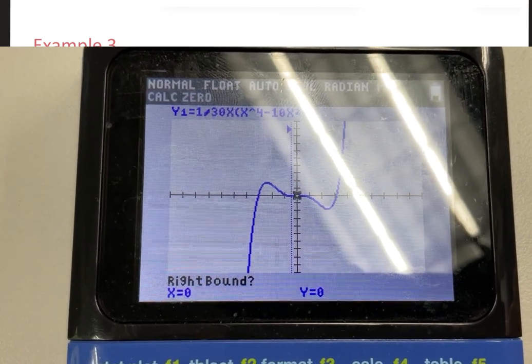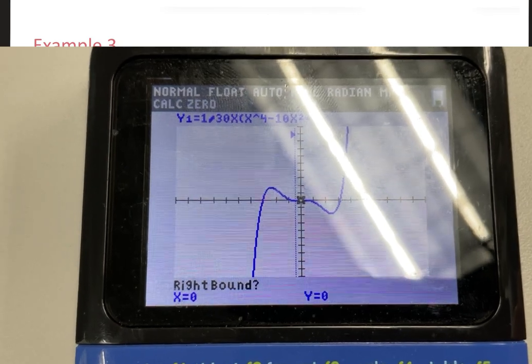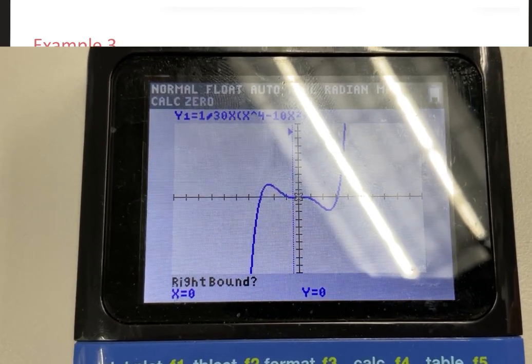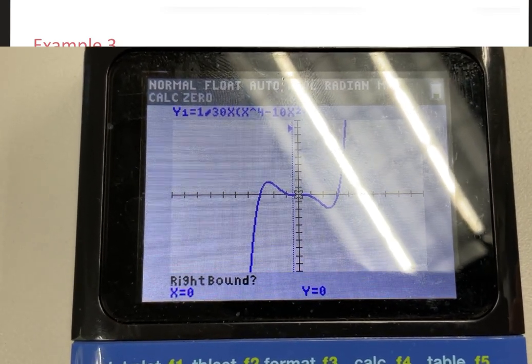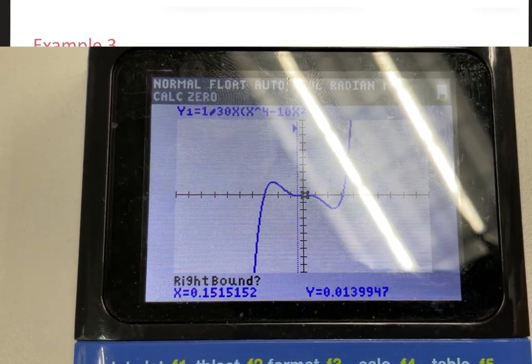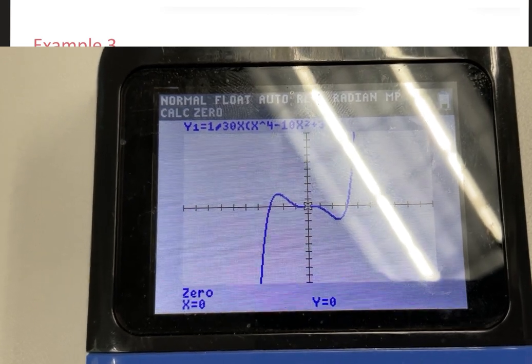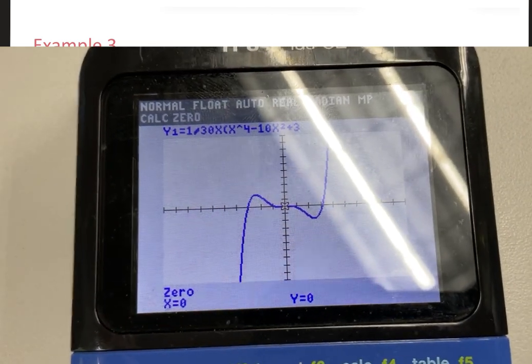0, 0 is the origin. If this graph crosses through 0, 0, then 0 is an x-intercept and a y-intercept. So I just found my y-intercept too. If you keep going, I'm going to hit enter, and it'll bring me right back to that 0. So I have another one at 0.